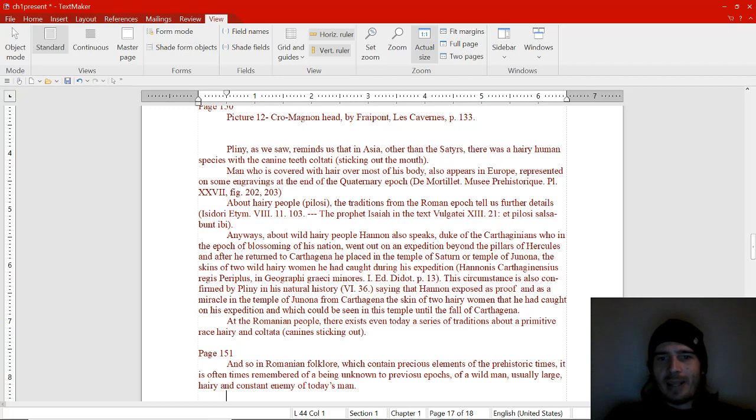nation went out on an expedition beyond the Pillars of Hercules, and after he returned to Carthagena, he placed in the Temple of Saturn, or Temple of Junona, the skins of two wild hairy women he had caught during his expedition. And then the reference, book, text, whatever. The circumstance is also confirmed by Pliny in his Natural History, saying that Hanon exposed as proof and as a miracle in the temple of Junona from Carthagena the skin of two hairy women that he had caught on his expedition and which could be seen in this temple until the fall of Carthagena.